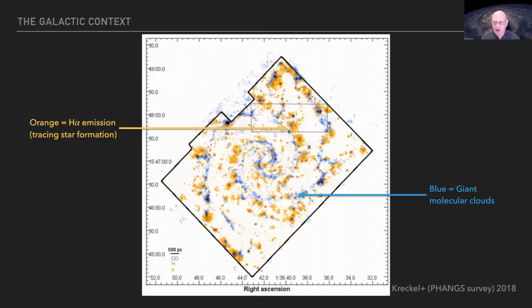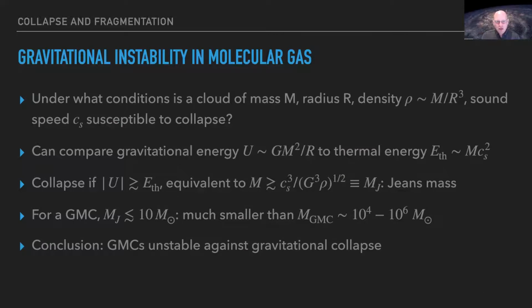All right, so now that we know where you find molecular clouds in a disk, why do they form stars? Well, we can understand this very generally from a simple physical argument. Let's just consider an idealized spherical cloud of mass m, radius r, and density rho of order m over r cubed, with some sound speed in the gas, Cs. And let's try and calculate under what conditions we expect it to be susceptible to gravitational collapse.